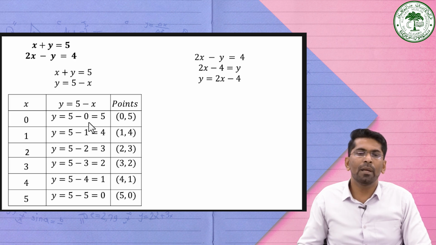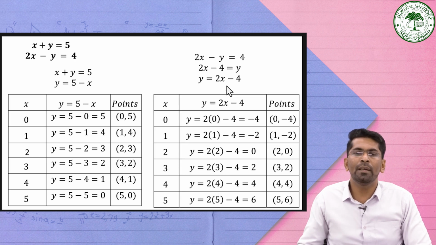Similarly, we can also put different values for x. For example, if x is equal to 0, then substituting the value of x in this equation, it is 2 into 0 minus 4, which is equal to minus 4. So the first coordinate point is 0, minus 4. The second coordinate point is 1, minus 2, then 2, 0, then 3, 2, 4, 4 and 5, 6. So these are the various points which we can plot in the graph.